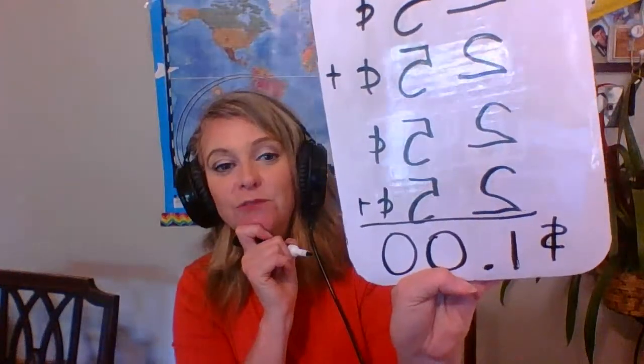Okay, if I added 4 quarters, I could add 1, 2, 3, 4. And how could I write $1? I would write 1 decimal point 0, 0. Okay, and then I would write the dollar sign, $1.